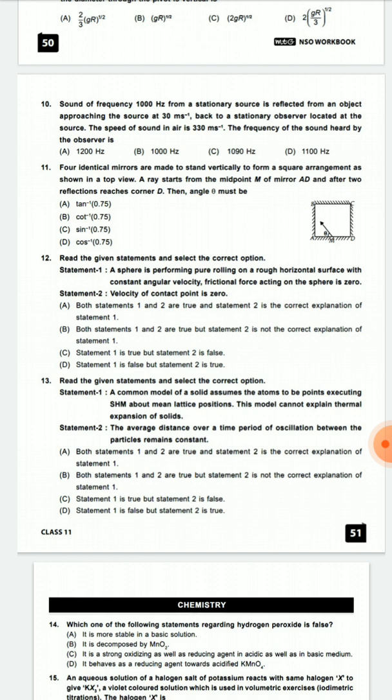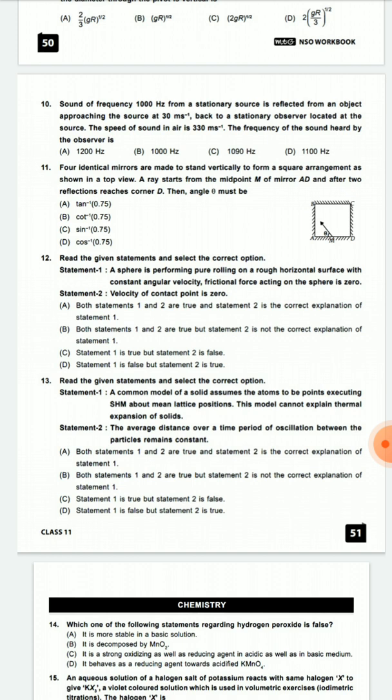Students, you need to know that a common model of solid assumes the atoms to be points executing SHM about the mean lattice position. So the thermal expansion is there. Statement 2: The average distance over a time period of oscillation between the particles remains constant. So, you need to choose an option.